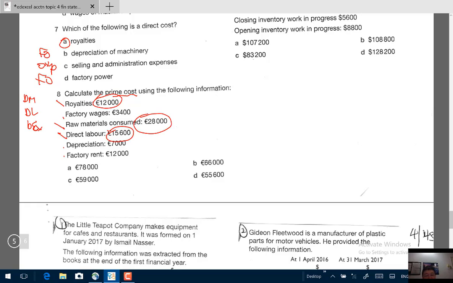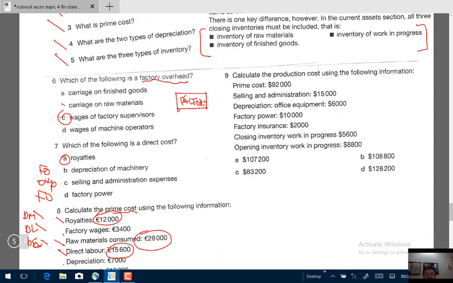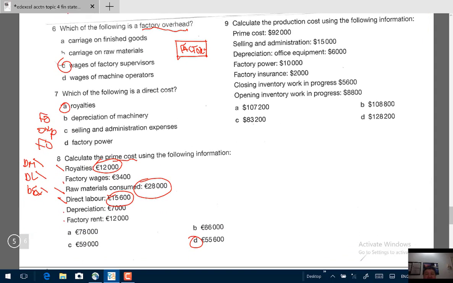So only these 3 items: 12,000, 15,600, and raw materials consumed. So it comes up to 55,600. Okay, 12,000 plus 28,000 plus 15,600. I repeat, prime cost only consists of 3 types of items. Costs that are directly linked, attributed to each unit that you produce, and that would be direct expenses, royalties in this case, raw materials consumed, direct materials, and direct labor, which is written as stated. Okay, now let's see. Now question number 9.